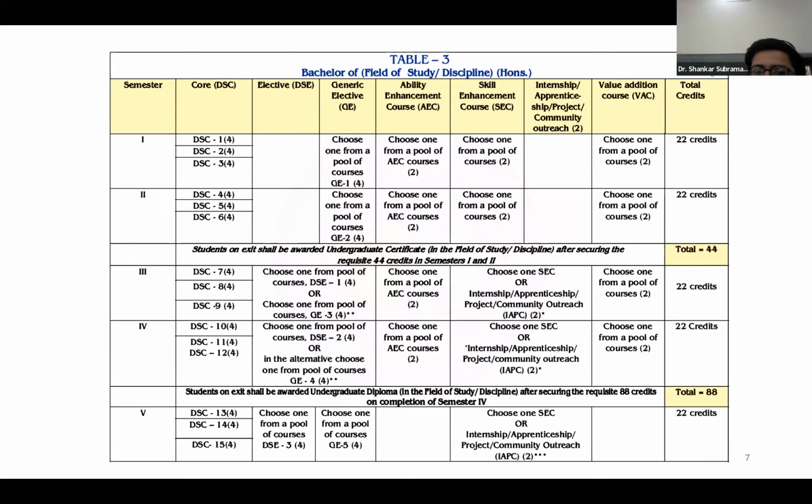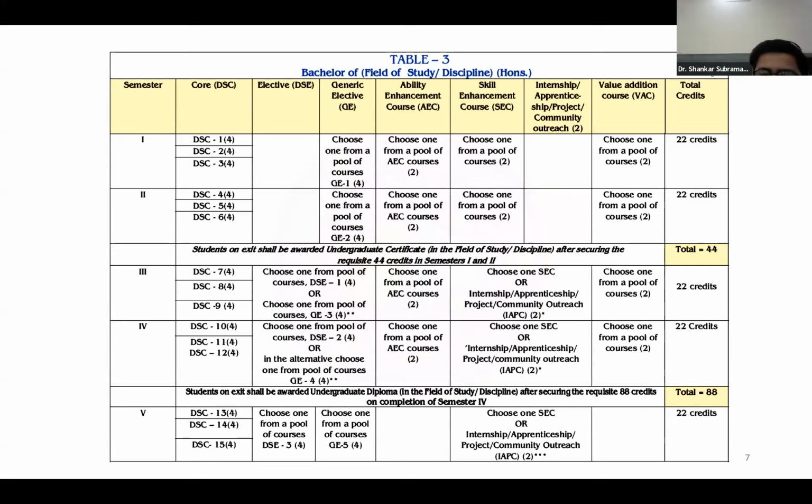The generic elective papers are non-departmental papers. For example, if you are from the honors of mathematics or physics or chemistry, then you have to choose a paper from a non-mathematics, non-chemistry, non-physics department. A mathematics student cannot choose a generic elective paper from the same mathematics department. So it should be a non-departmental paper for the generic elective. And at the end of 1 year, a student accumulates a total of 44 credits as mentioned before, and he or she is eligible for an undergraduate certificate if exiting after the first year of graduation.